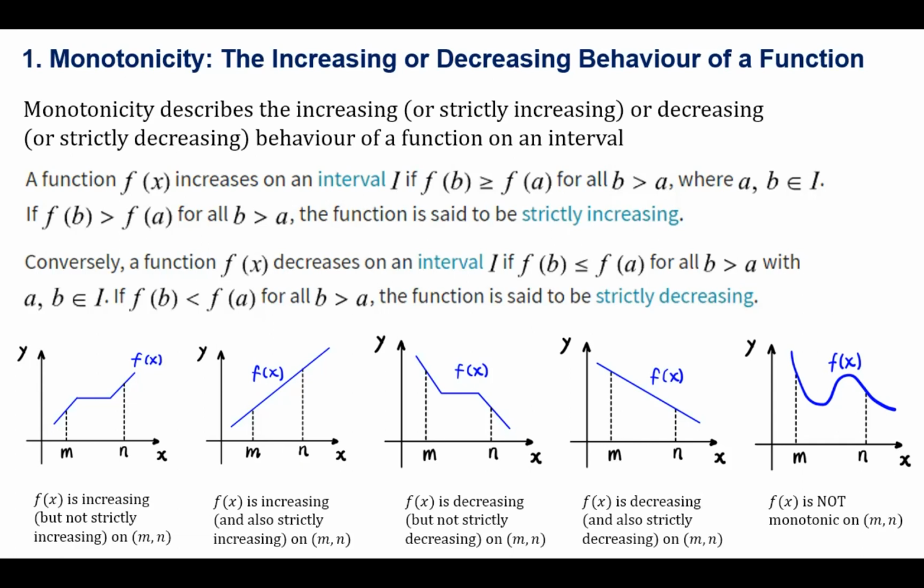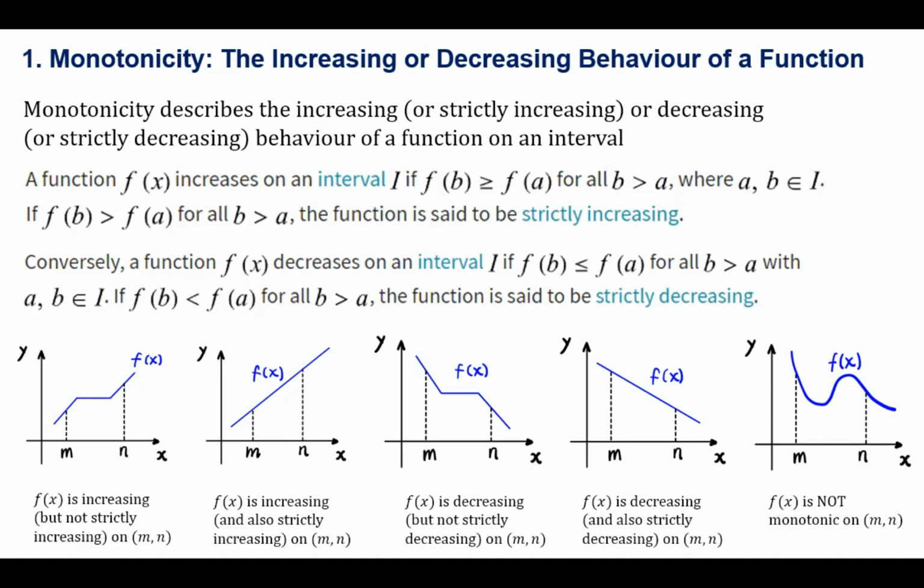Conversely, a function f(x) decreases on an interval I if we have f(b) less than or equal to f(a) for all b greater than a, with a and b belonging to this interval I. If f(b) is strictly less than f(a) for all b greater than a, then we say this function is strictly decreasing.